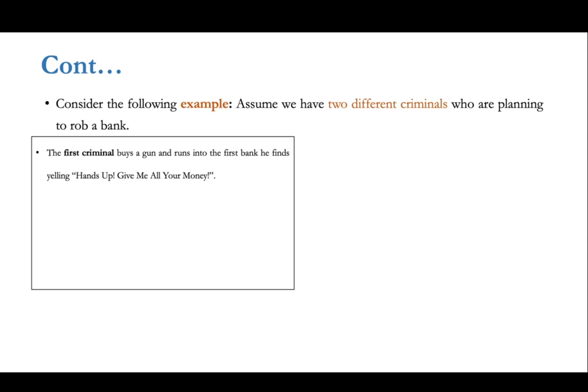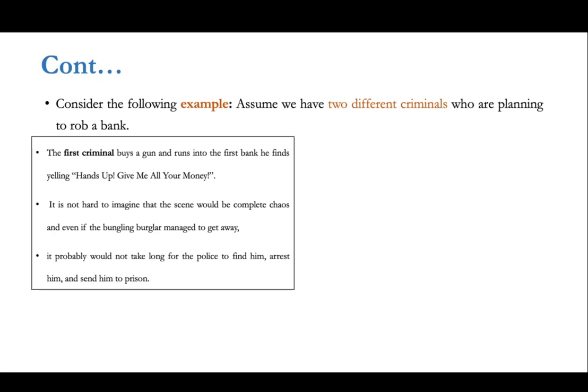Let us see the first scenario. The criminal buys a gun and runs into the first bank. He finds a line and holds up, "Give me all your money." It is not hard to imagine that the scene would be completely chaos, and even if the bungling burglar managed to get away, it probably would not take long for the police to find him, arrest him, and send him to prison, right?